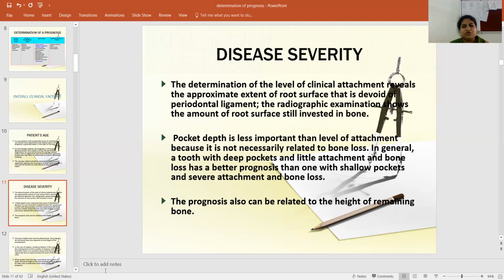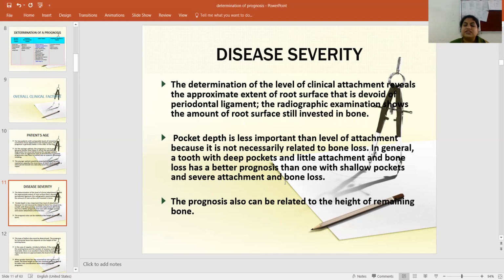The prognosis can also be related to the height of remaining bone. So which criteria are you going to assess for the disease severity? Pocket depth is less important than the clinical attachment loss, because a tooth with a deep pocket and little attachment loss has a better prognosis than one with shallow pockets and severe attachment loss. So we consider the clinical attachment loss the gold standard for measuring the disease severity. Is it directly proportional to the prognosis? More clinical attachment loss, the prognosis will be poor.